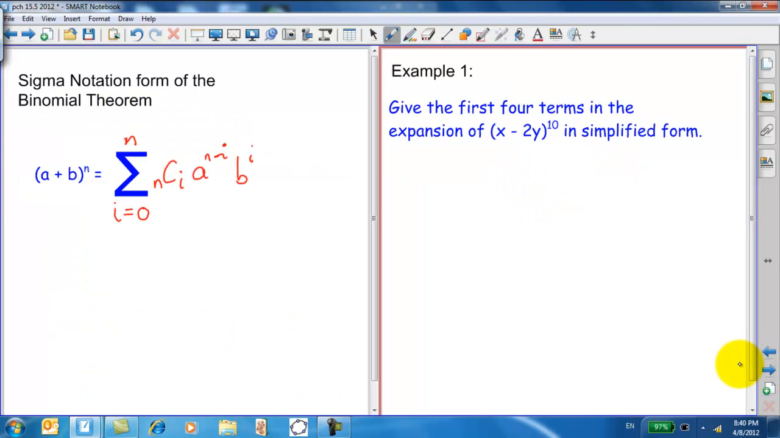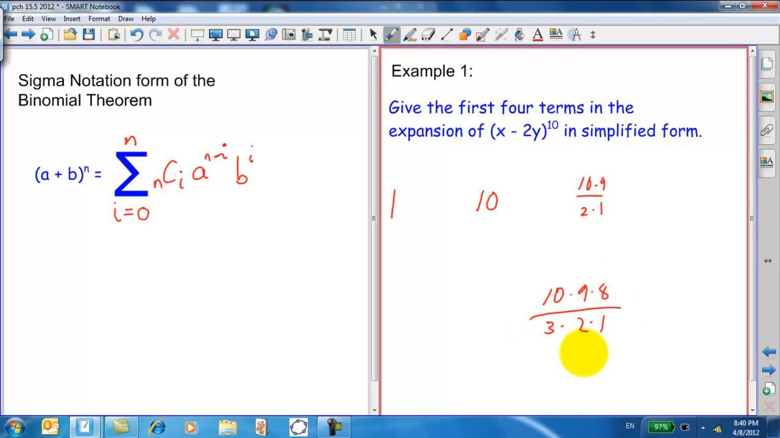Now example 1 here, give the first 4 terms in the expansion of (x - 2y)^10. Well, the first coefficient in Pascal's triangle is always 1. And then you've got the number of the row. This is the 10th row, so it'll be 10. And then we'll go 10 times 9 over 2 times 1 for the next one. And then the fourth one will be 10 times 9 times 8 over 3 times 2 times 1. That's the coefficients.